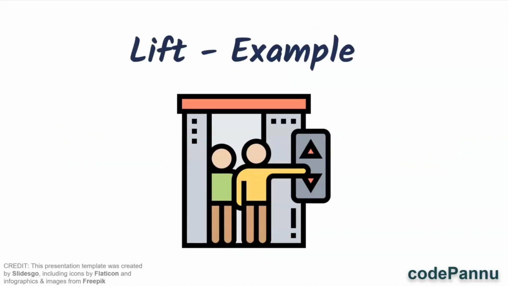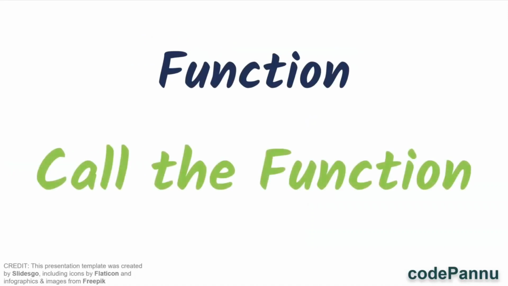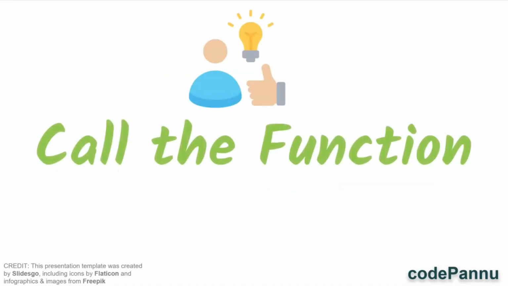When you want to use a lift, you just press the button and call the lift. Since the lift is already installed, it will just come to the floor we want, isn't it? In the same way, when you want to use a function, you can just call the function wherever you want. So, have you understood why we should call the function? Good. It is to make the function work.